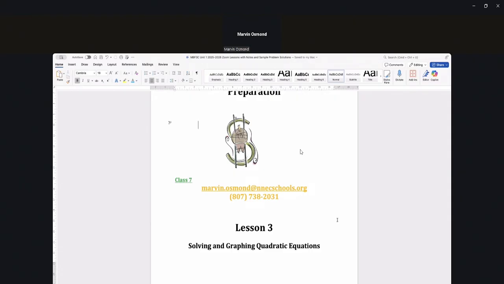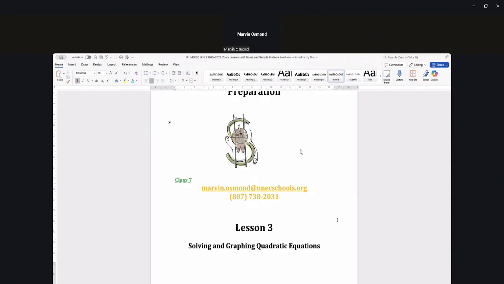So the first unit deals with quadratics. And we've done 2 lessons, and now we're into the third one. In the first lesson, we looked at the vertex form of the equation. And now we're going to get into another version, and it gives us different information.